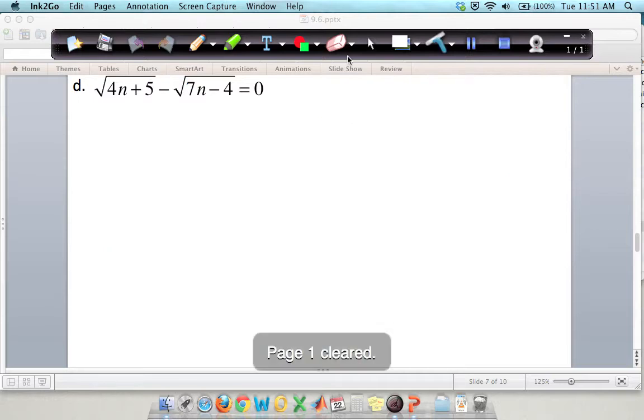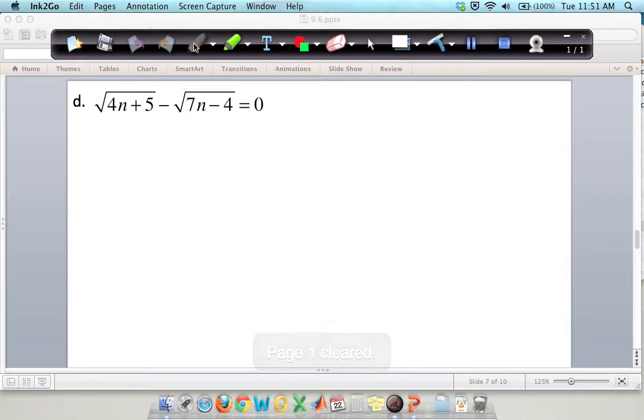Okay, for D, I have 2 radicals on one side of the equal sign. And don't write this, but if you were to go ahead and try to square both sides right now, you would actually have to FOIL this left-hand side because of the subtraction sign. This would be the square root of 4n plus 5 minus the square root of 7n minus 4 times itself, and then you would need to FOIL. And that is sometimes a possibility. You don't have a choice around that, but in this class, we're not really going to solve any like that.